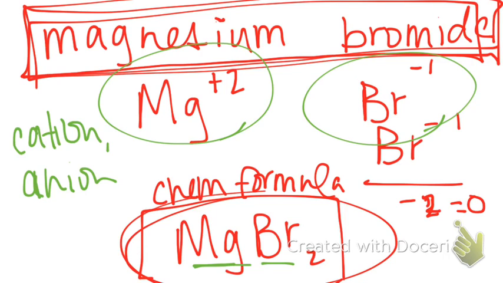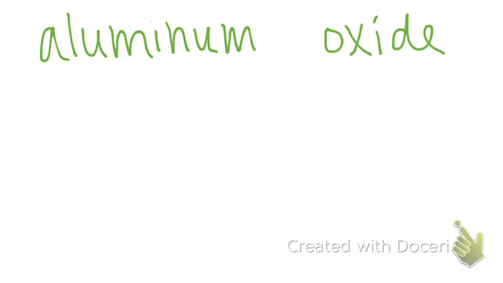Let's try another one here. Let's try aluminum oxide. Aluminum oxide. First thing I want you to do is list each of them as their individual ion, and then we'll start to put them together.